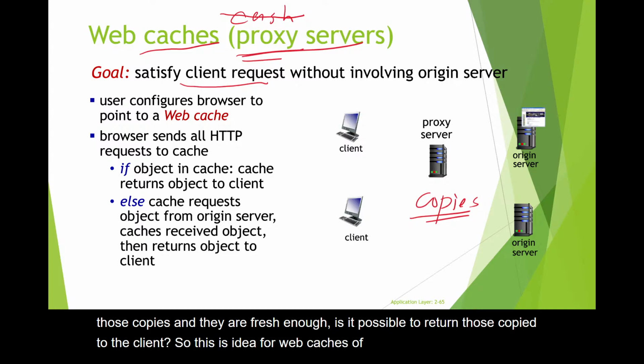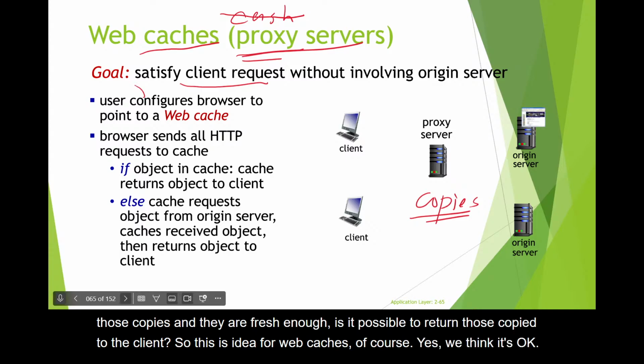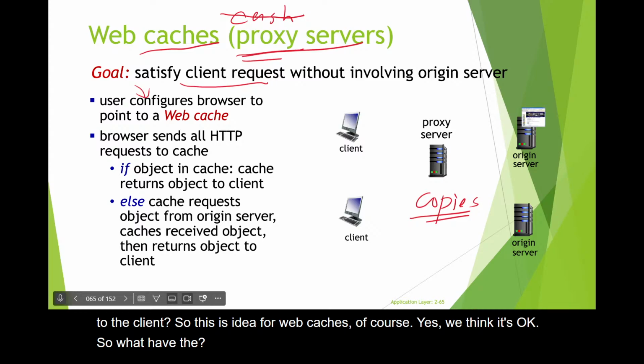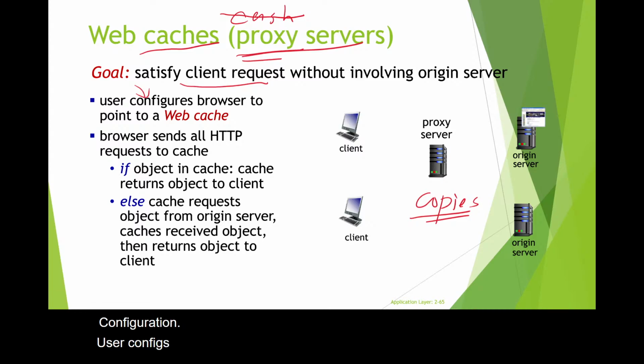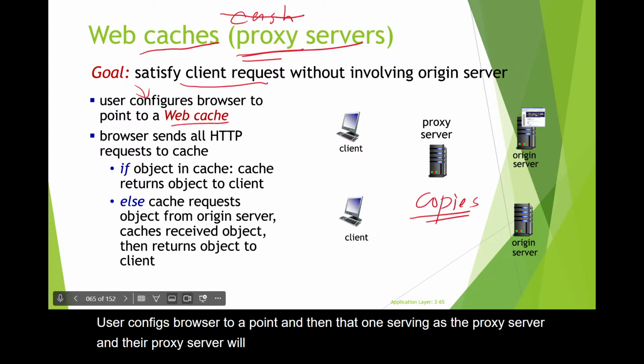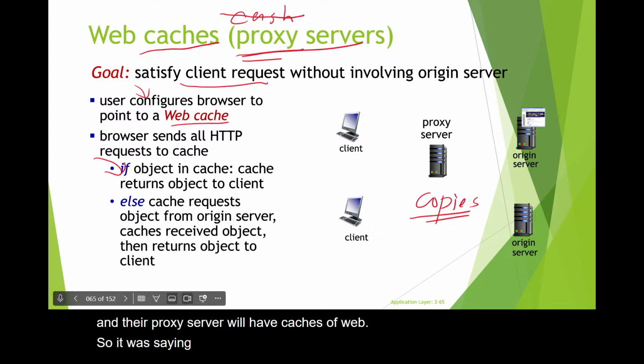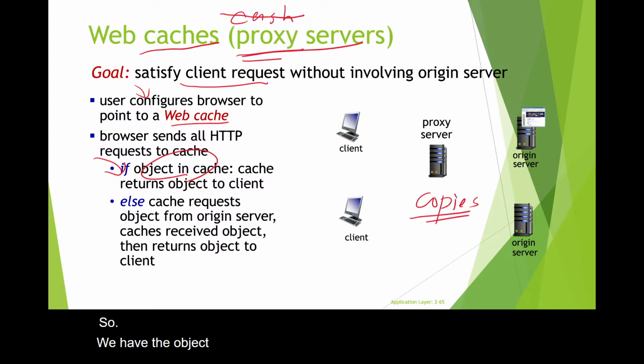Of course, yes, we think it's okay. So we will have the configuration. The user configures the browser to point to a server, and that one serves as the proxy server. That proxy server will have caches of the web. So it will check if the object is found. If we have the object found there, we can return the object to the client.